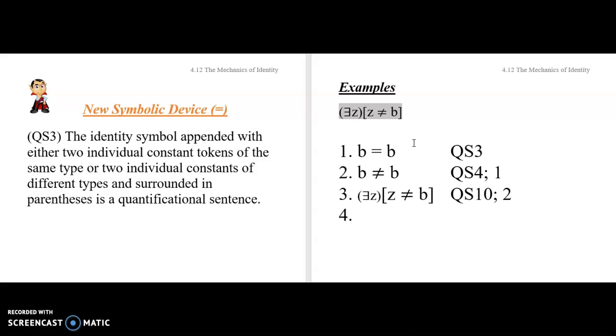Okay, let's go into the next video, and we'll just keep working through examples of what kinds of constructions are possible with our new identity symbol and which are not. So look for 4.12b.